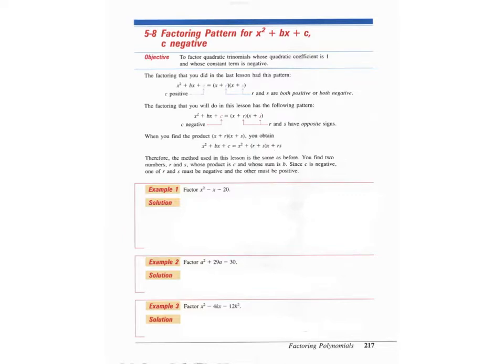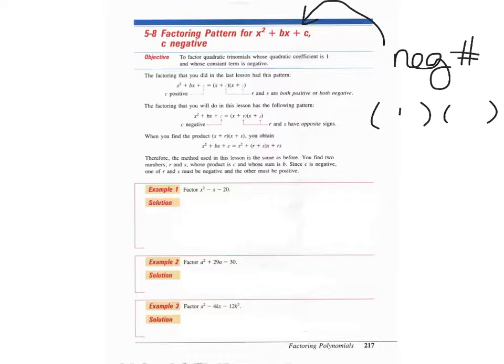So the original problem in today's lesson 5.8, we are going to still be factoring trinomials, but what's going to be different today is this last term, or the C, is going to be a negative number. Now, in order to factor these, in order to get a negative C, this is going to tell me that in my binomials, I am going to have different signs.